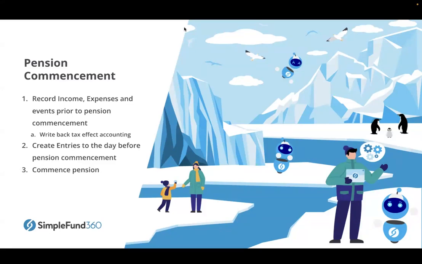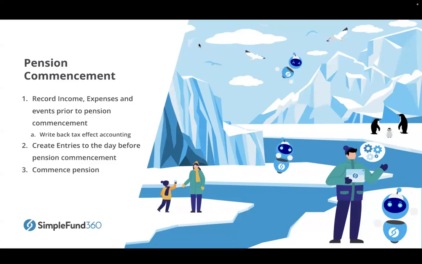So the first thing that we recommend to do is to ensure that you've recorded all your income, expenses, and events before the pension starts. Again, these are all the transactions and things like that that would have an effect on the member balance before you convert that member balance into a pension account.